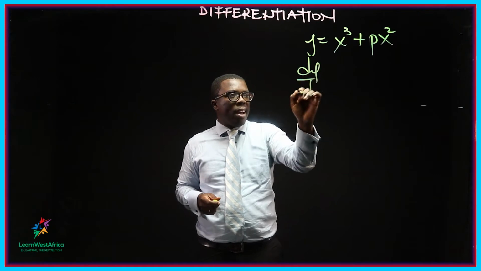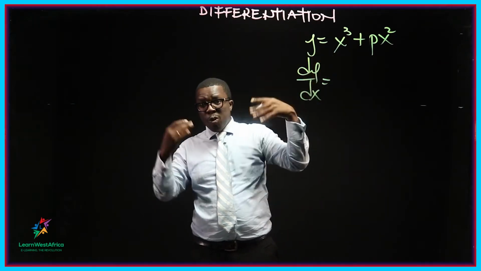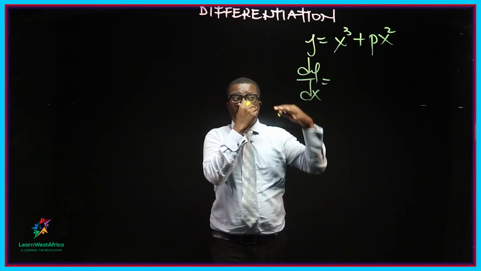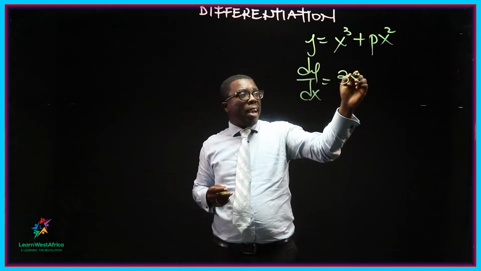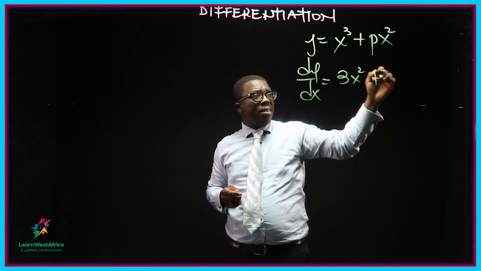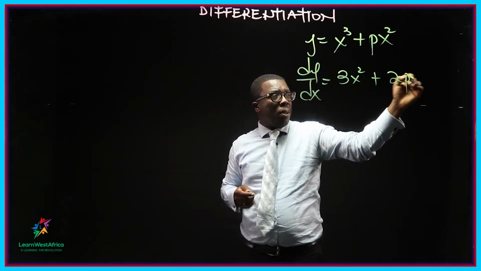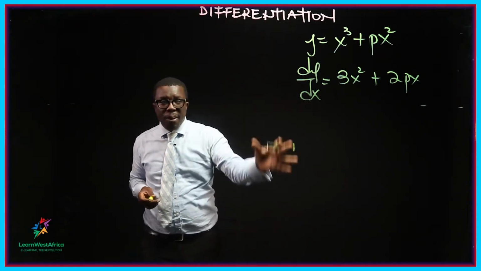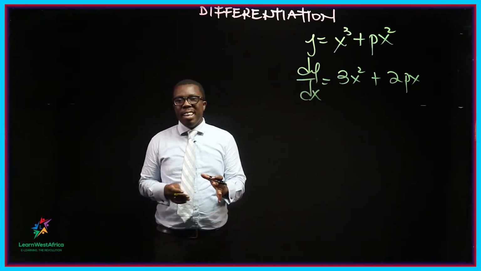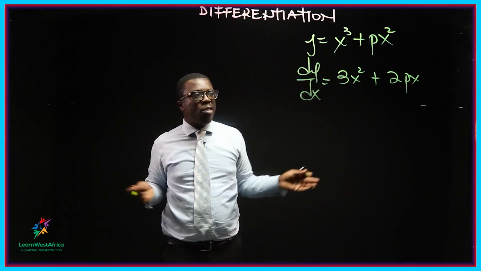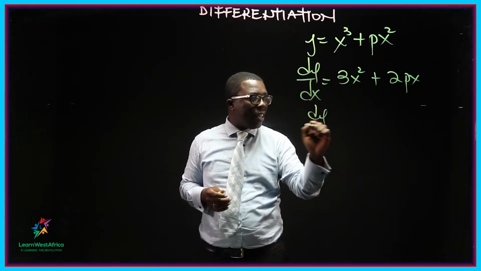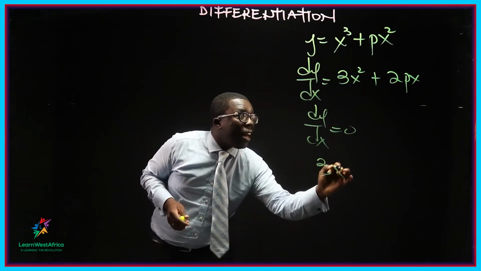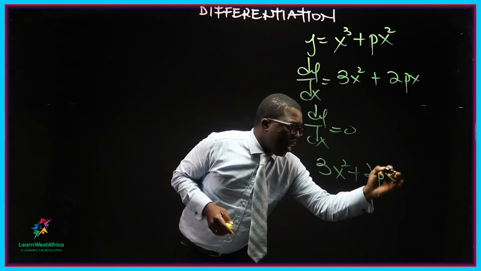Okay, so the dy/dx here is going to give us, using the power rule, as you've seen in the revision course already, 3x squared plus 2px. So this is the derivative function, the gradient function, dy/dx, and we are saying that at a stationary point dy/dx is 0. So let's equate this to 0. What happens there? 3x squared plus 2px equals 0.